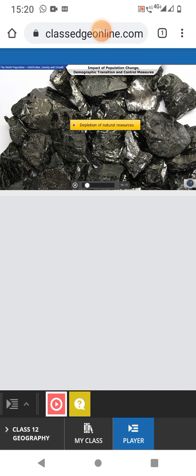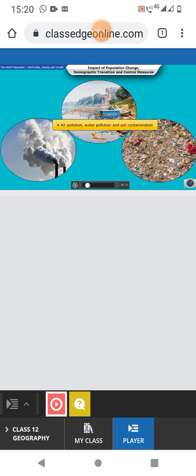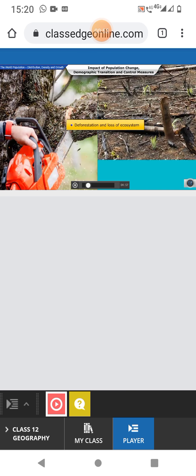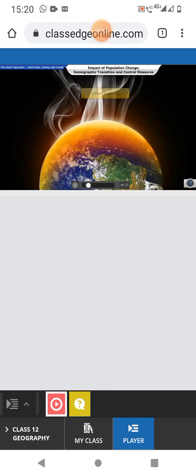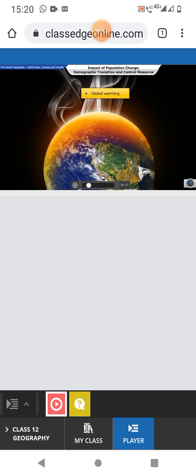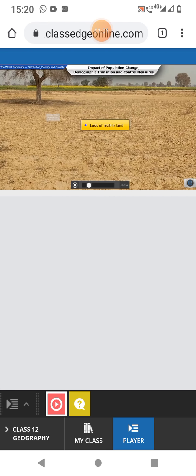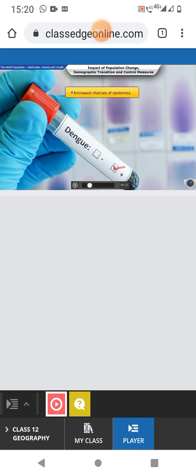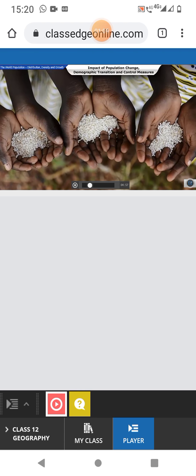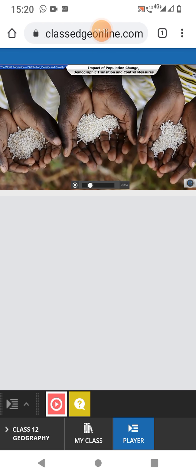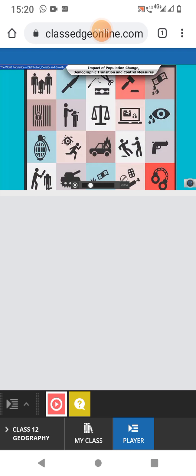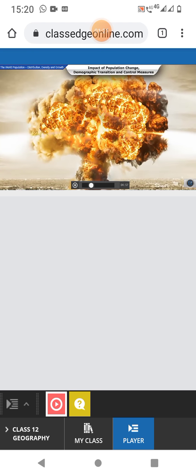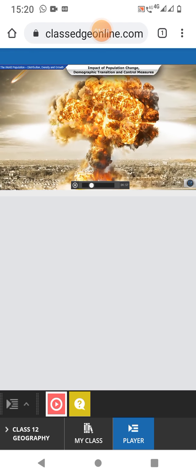Depletion of natural resources, increased level of air pollution, water pollution and soil contamination, deforestation and loss of ecosystem, changes in atmospheric composition resulting in global warming, loss of arable land and increase in desertification, increased chances of epidemics and pandemics, starvation, malnutrition and poor diet with ill health, increase in rates of crime and unsocial activities, conflict over resources leading to increased levels of warfare.